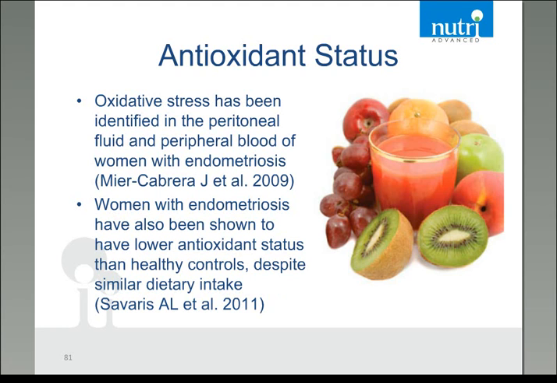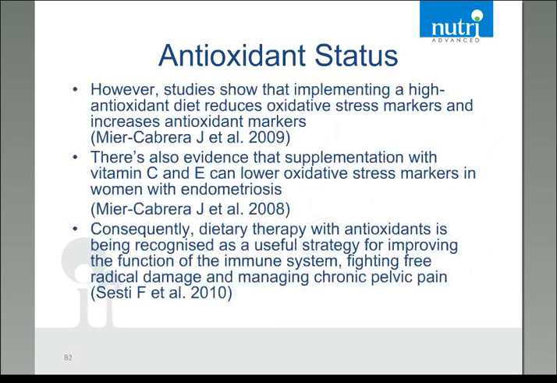Oxidative stress has been identified in the peritoneal fluid and peripheral blood of women with endometriosis. Women with endometriosis have also been shown to have lower antioxidant status than healthy controls, despite similar dietary intake. So therefore, their need is even bigger. However, studies show that implementing a high antioxidant diet reduces oxidative stress markers and increases antioxidant markers. There's also evidence that supplementation with vitamin C and E can lower oxidative stress markers in women with endometriosis. So maybe this is extra support that you want to give to your clients with endometriosis.